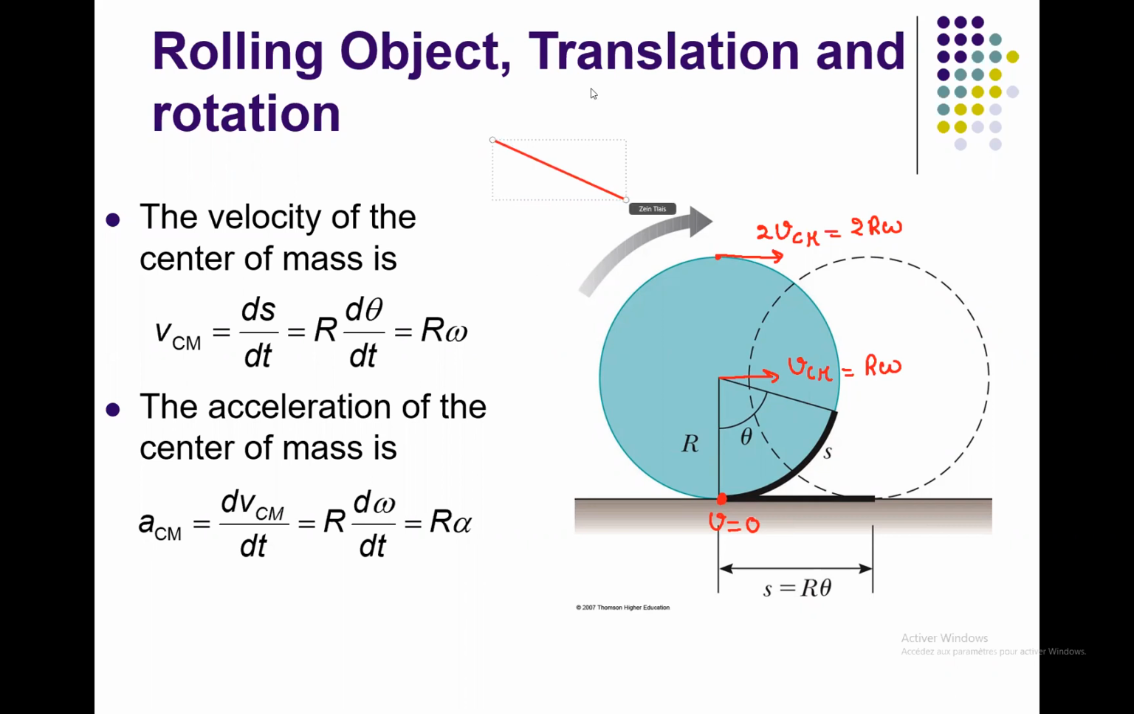So you have to know simply that the velocity of the point in contact with the ground equals 0, the velocity of the center of mass equals R omega, and the velocity of the point at the top equals 2 R omega.